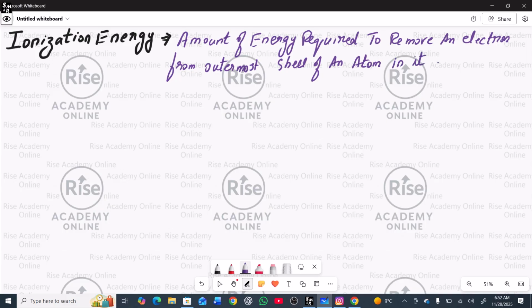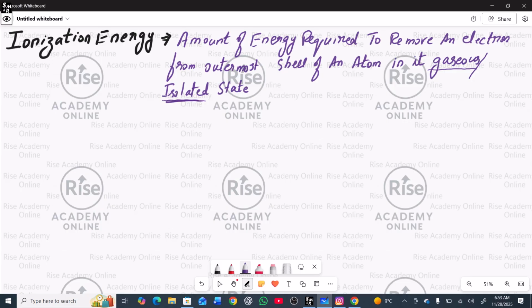In its gaseous isolated state. Means that the atom must be in its gaseous state. Isolated state means that it should be an independent atom, a separate atom.